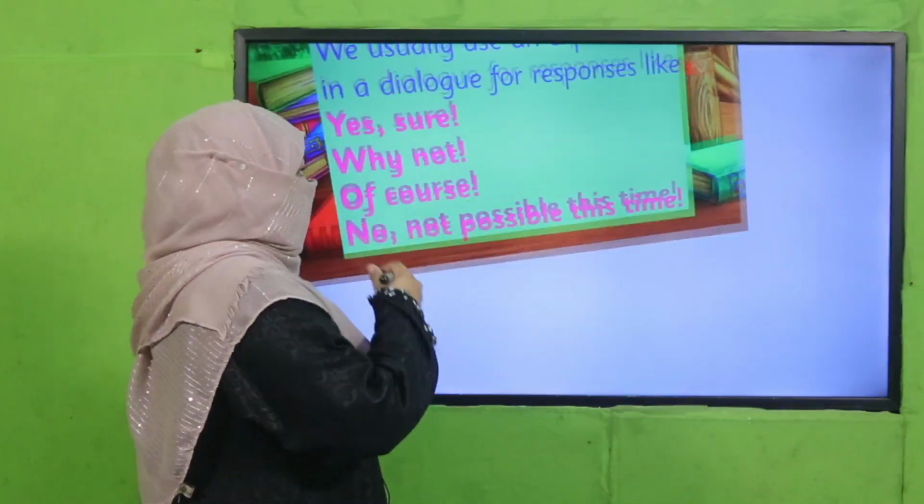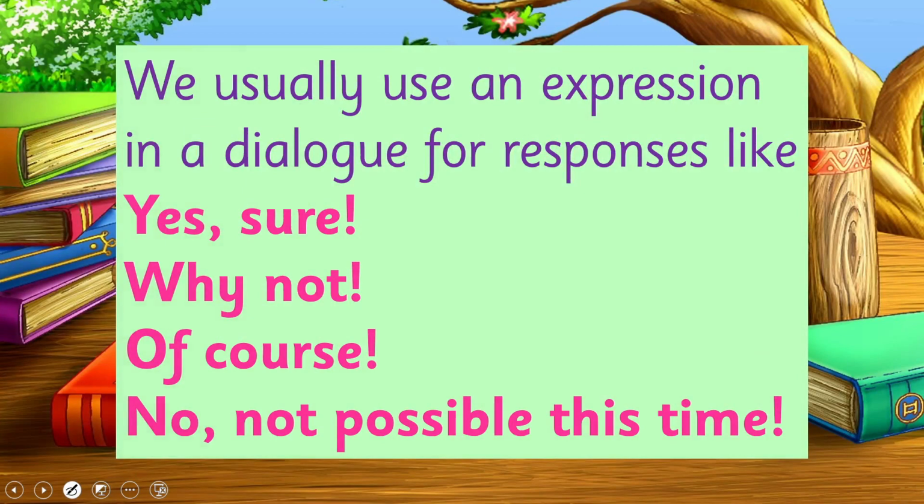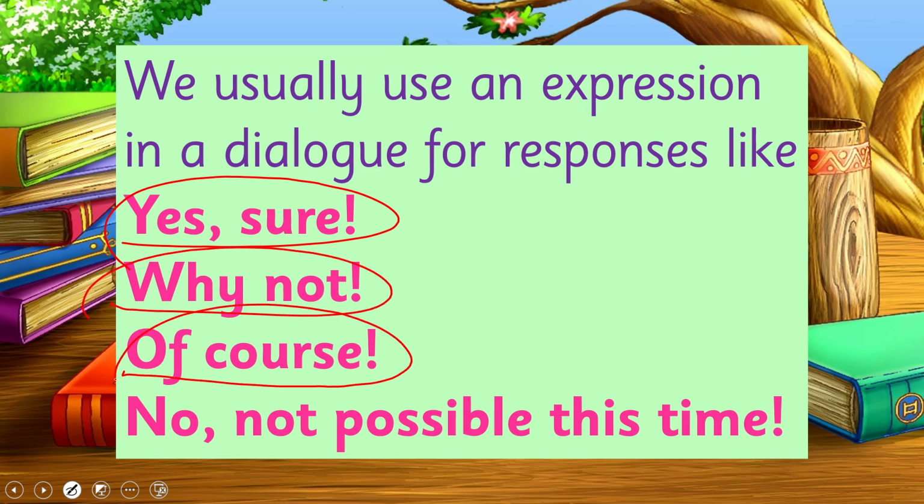And what type of expression we use? Yes, sure. Like if we agree with the other person, we say, yes, sure. Why not? You're absolutely right. Of course. And sometimes we say, no, not possible this time. Yes, we can disagree as well.